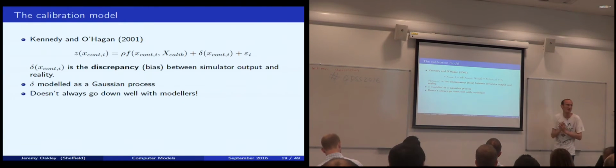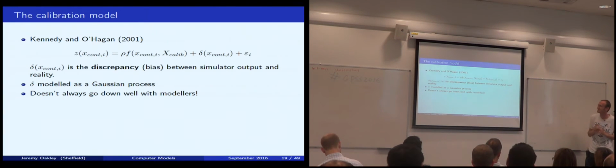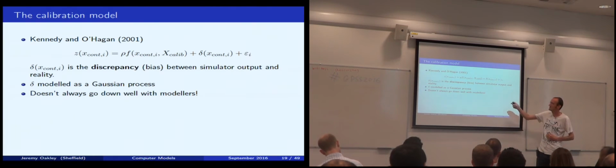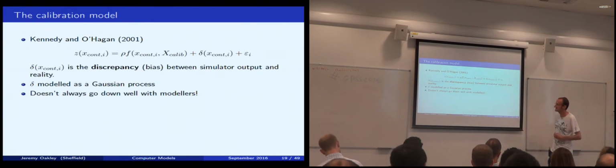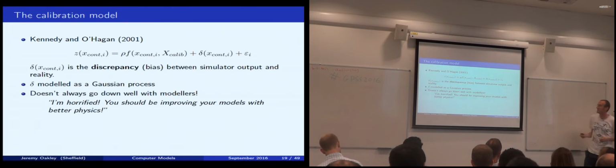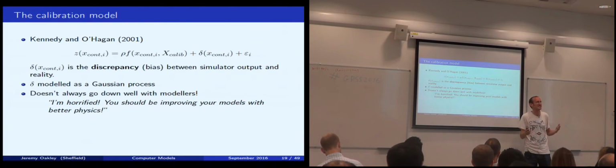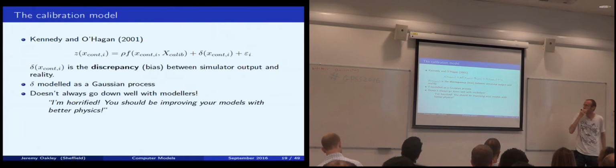Now, this whole framework can be quite controversial, particularly with modelers who sometimes don't like it. I was at a conference a while ago where someone else was presenting this, and I got quite an angry reaction. Someone said, "This is awful. You improve your models with better physics. You don't just arbitrarily throw in some normal distribution to do that." Now, that's kind of a whole storm in a teacup, really.